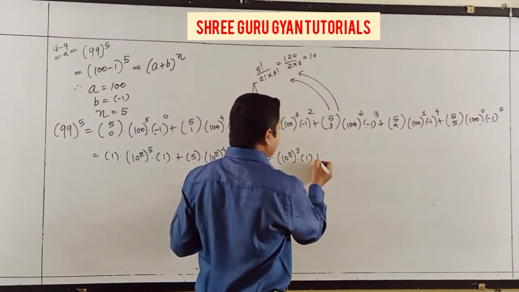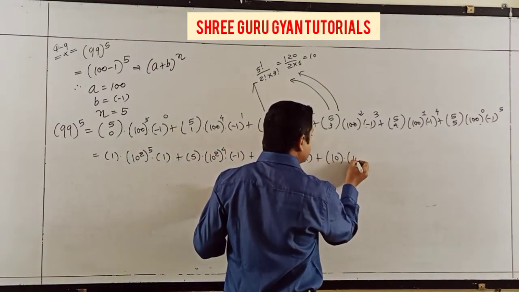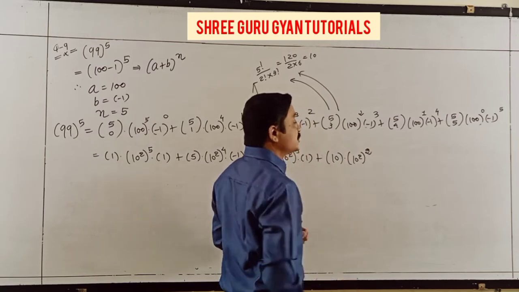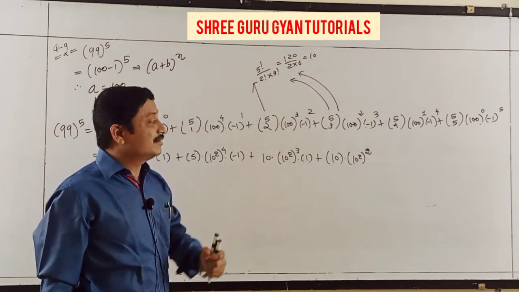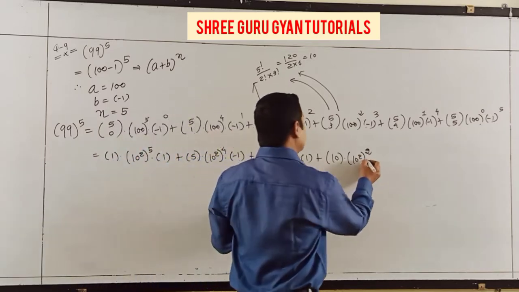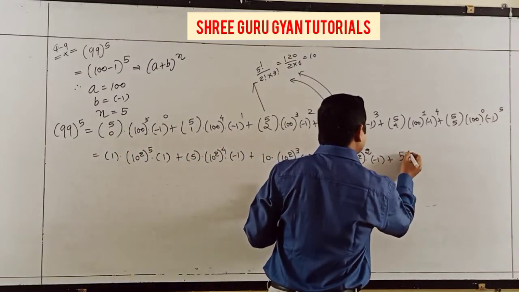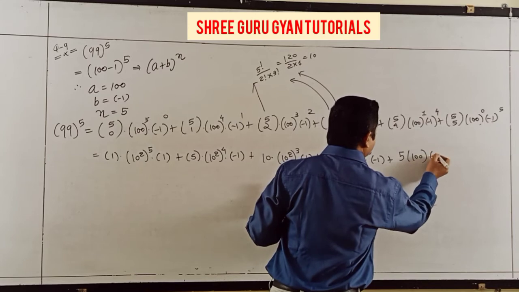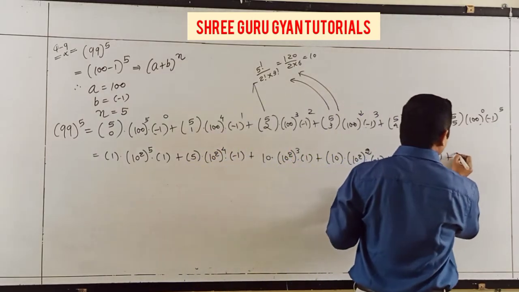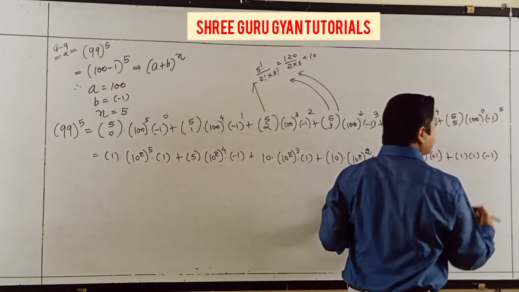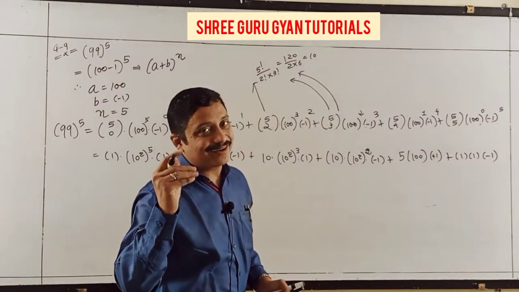Continue, 5C3 is also 10. 10 squared is 100. And 100 power, 10 squared is 2. Here minus 1 cubed is minus 1. 5C4 is 5. Here 100. Here 1. Minus 1 to the 4th power is 1. And last 1, but minus 1 to the 5th power.